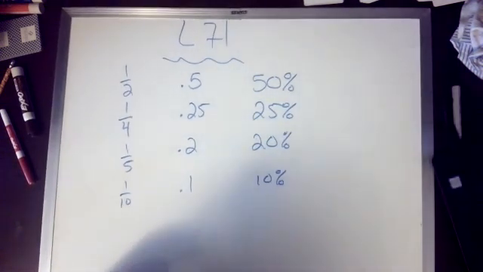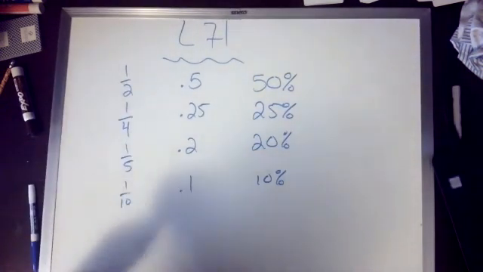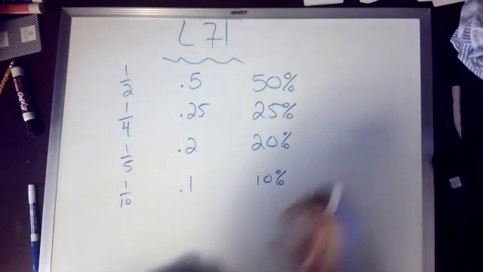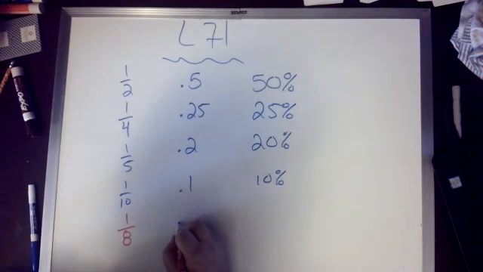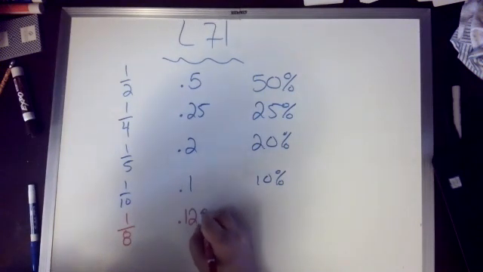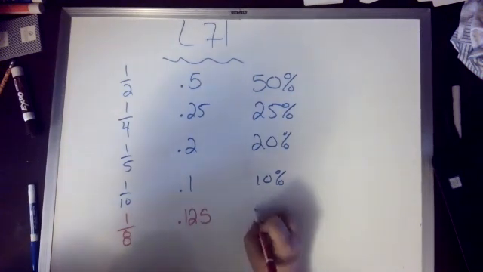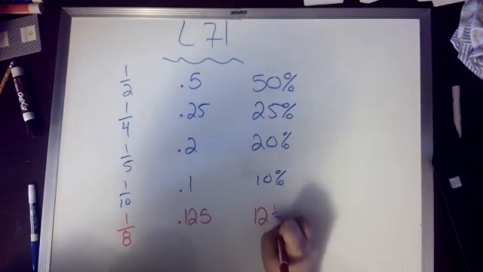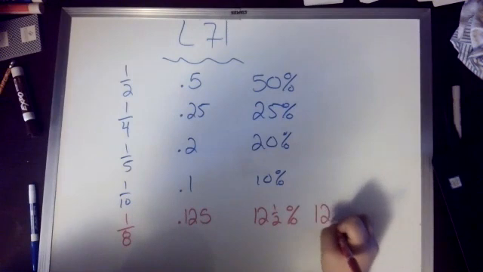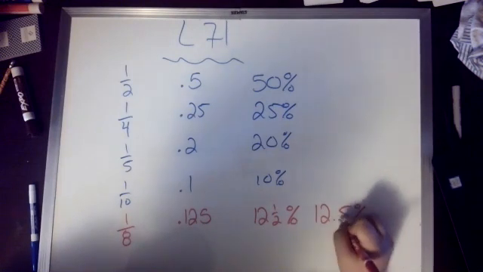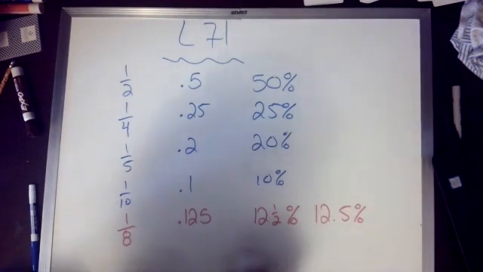Okay, your tricky ones that you are going to look at are these. So your tricky ones are 1/8 is 0.125, which is 12.5%. Now I've written it with a fraction. You can also write it 12.5%, depending on how you would like to do it.